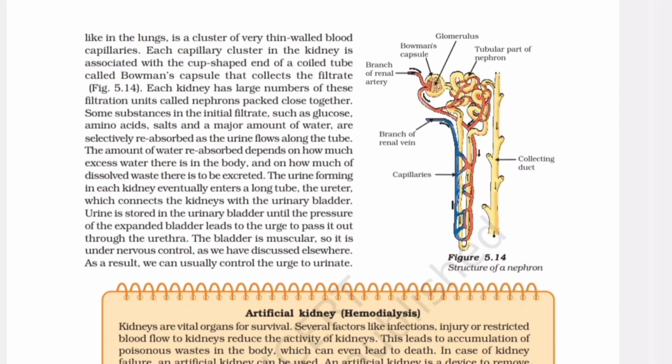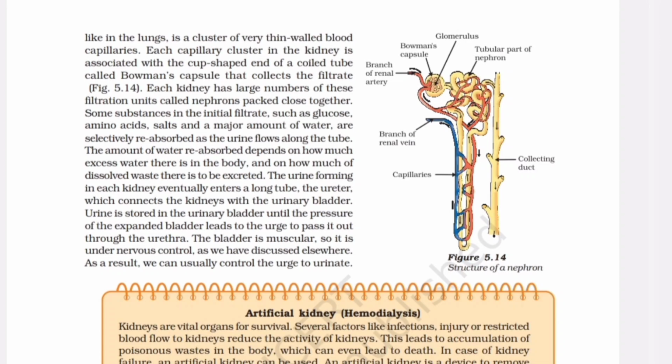The urine forming in each kidney eventually enters a long tube, the ureter, which connects the kidneys with the urinary bladder. Urine is stored in the urinary bladder until the pressure of the expanded bladder leads to the urge to pass it out through the urethra. The bladder is muscular, so it is under nervous control, as we have discussed elsewhere. As a result, we can usually control the urge to urinate.